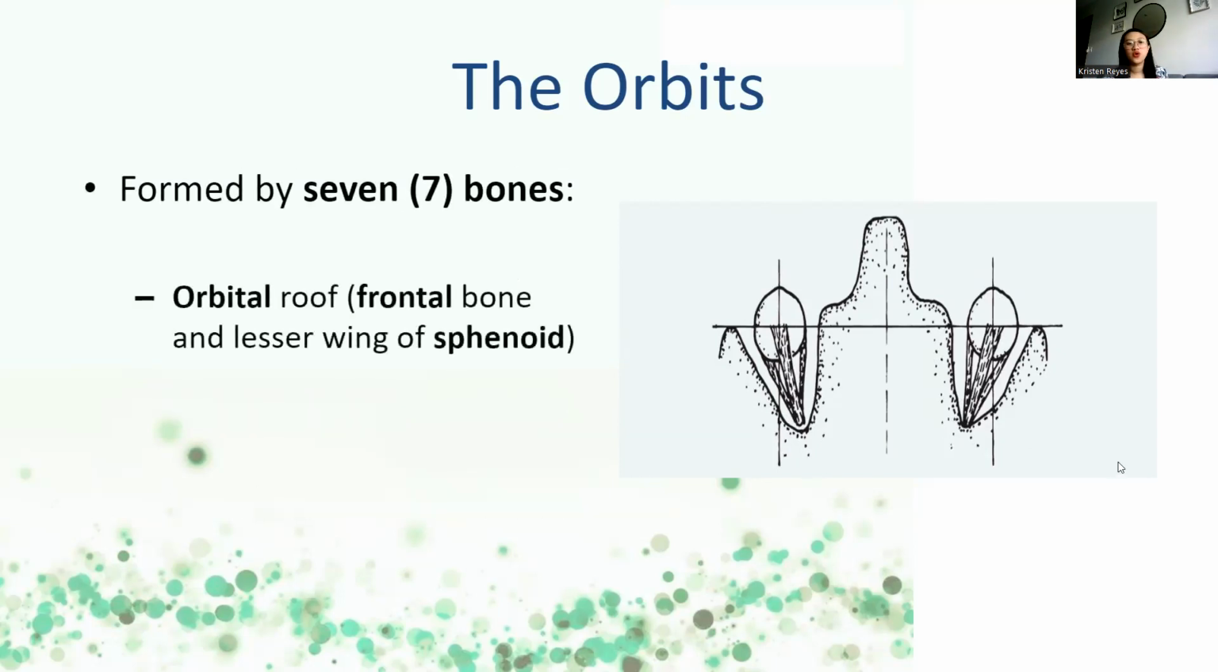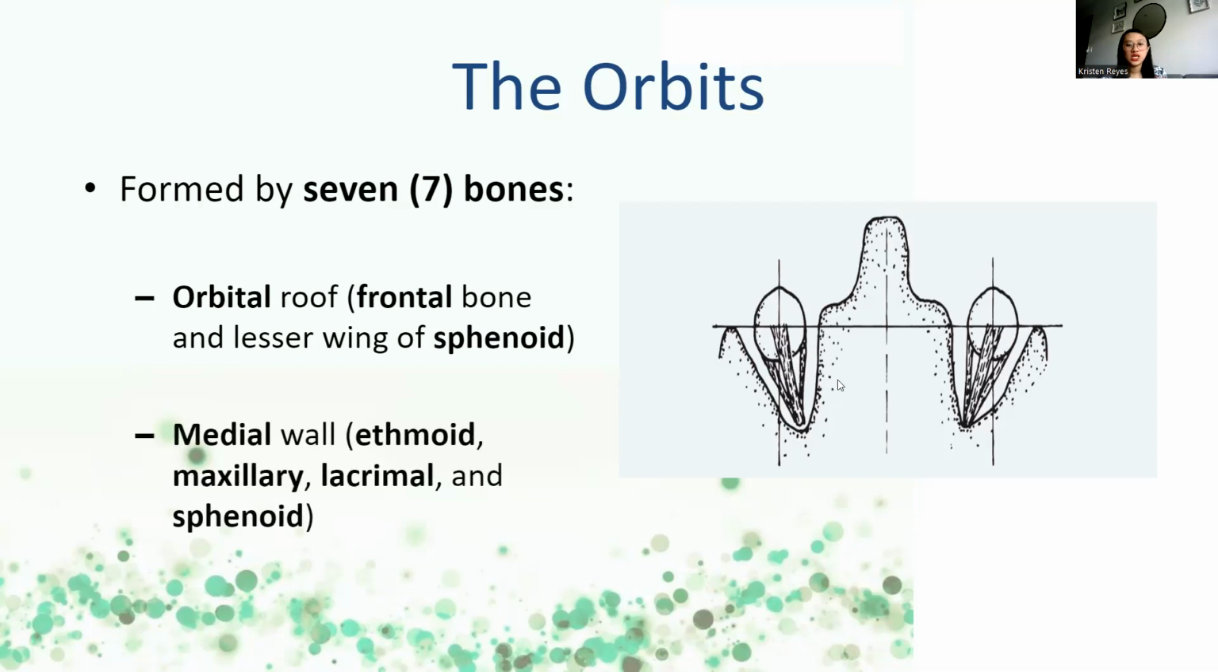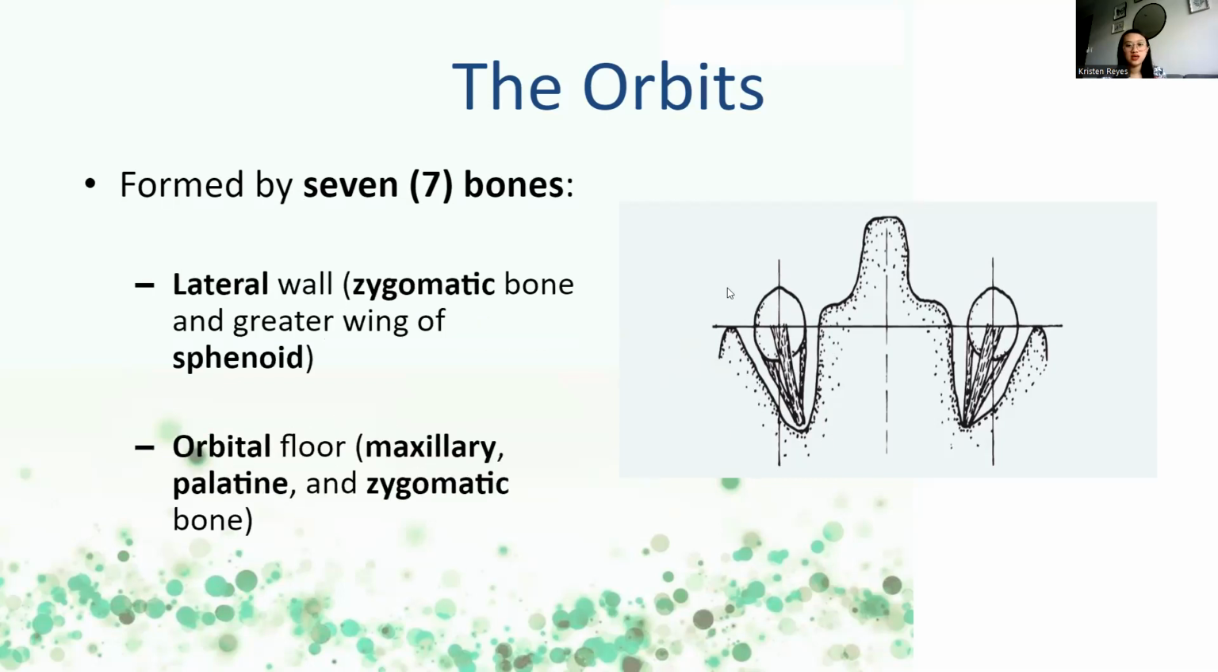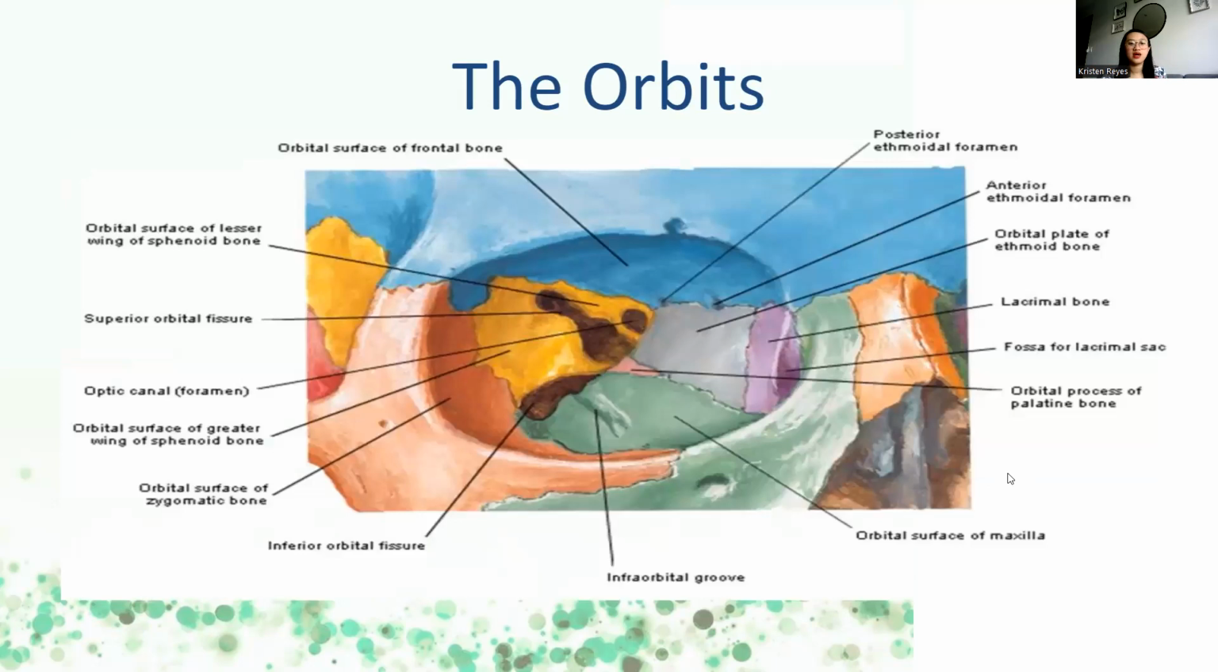So the orbit is formed by 7 bones. The orbital roof, meaning the bone at the top of your eyes, is composed of your frontal bone and your sphenoid bone. Medially, you have the ethmoid, maxillary, lacrimal, and sphenoid bone. Laterally, you have your zygomatic and sphenoid bone, and the orbital floor below the eyes, you have your maxillary, palatine, and zygomatic. Okay? Ayan. So, this is your orbit.